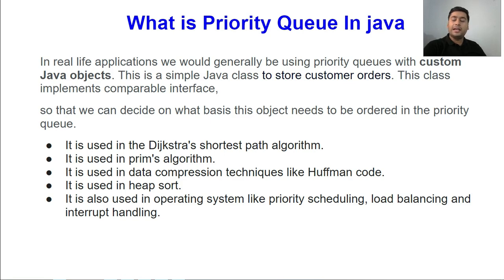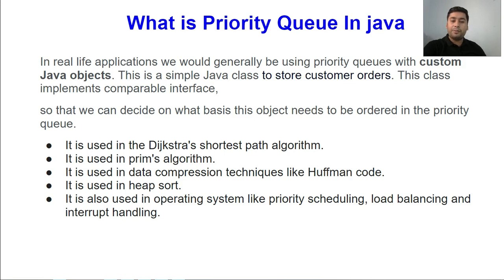It is used in heap sort. Heap sort means you have multiple heap nodes, children and parents, multiple levels, and you want to sort them. At that time also the priority queue is very helpful or useful, you can say.